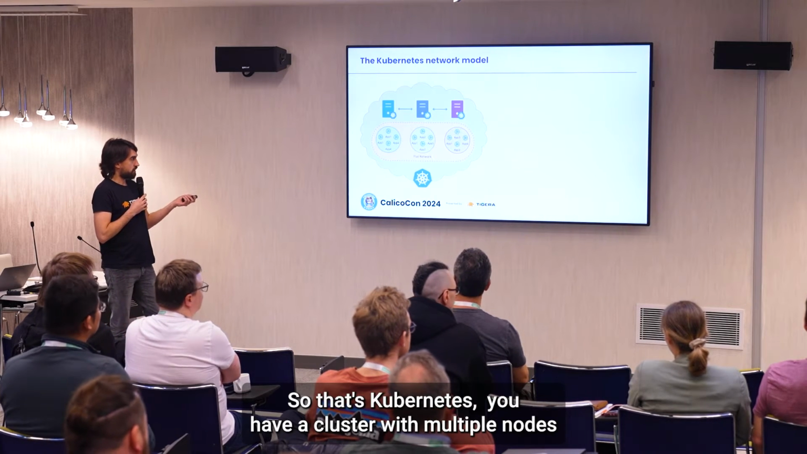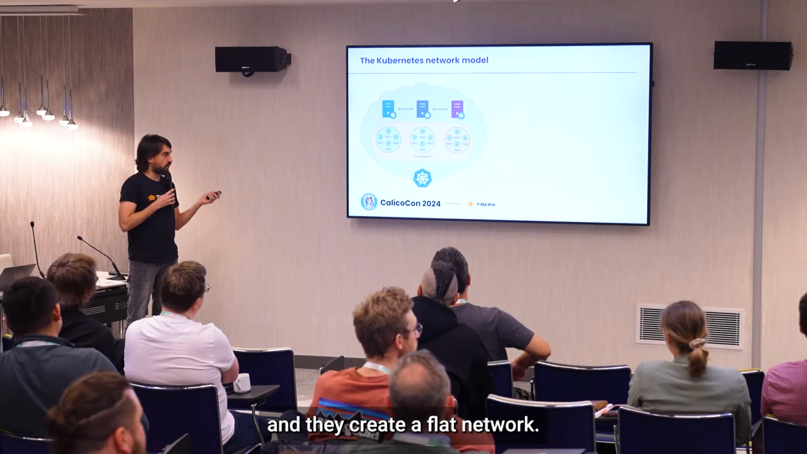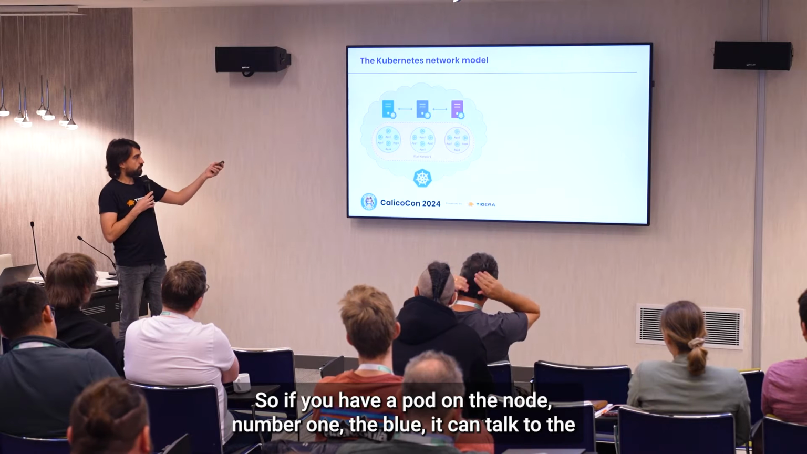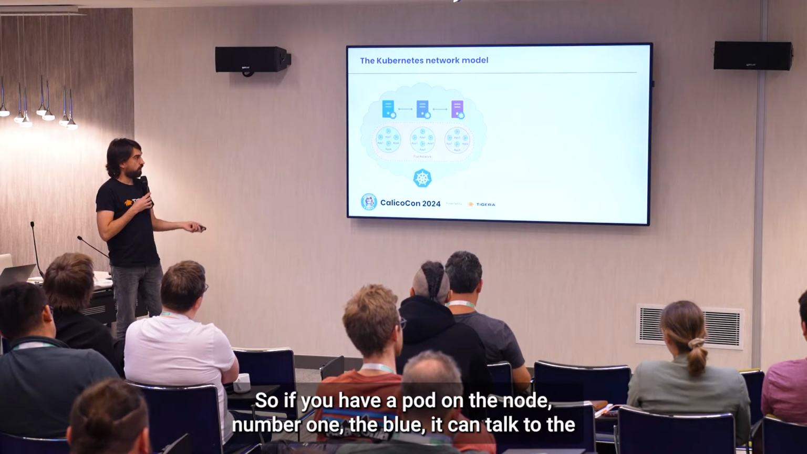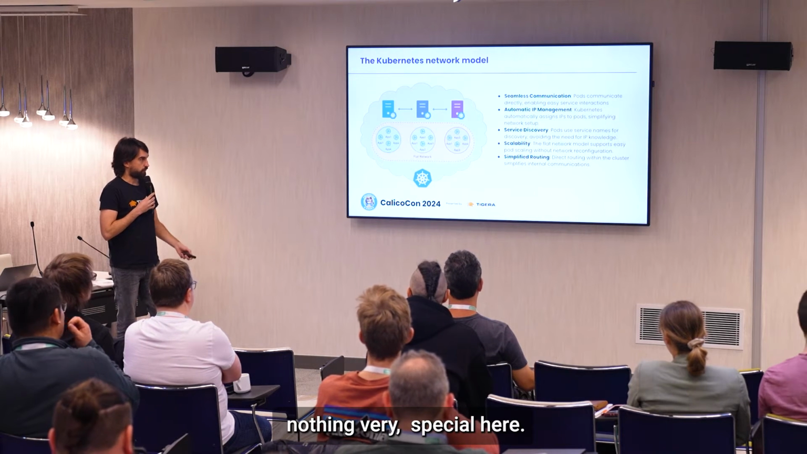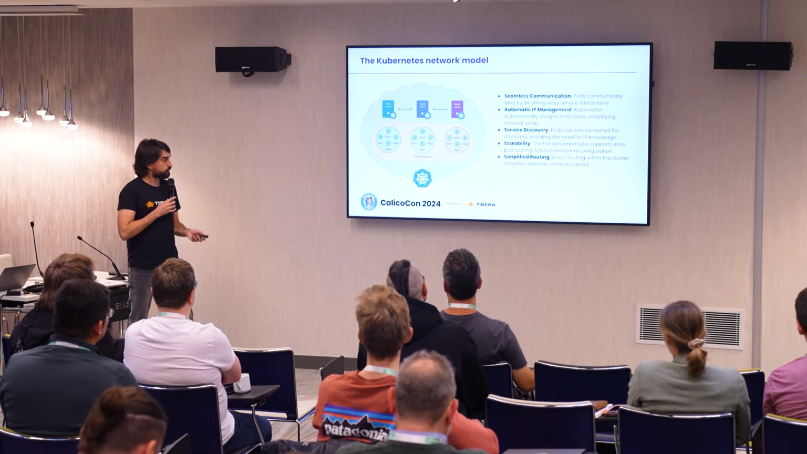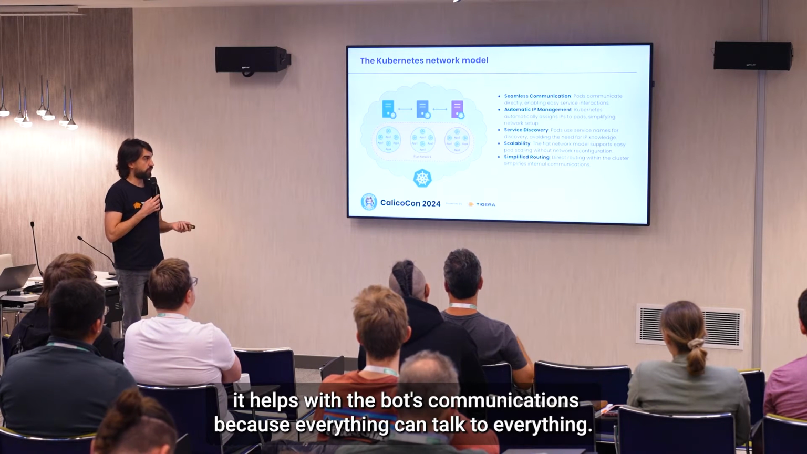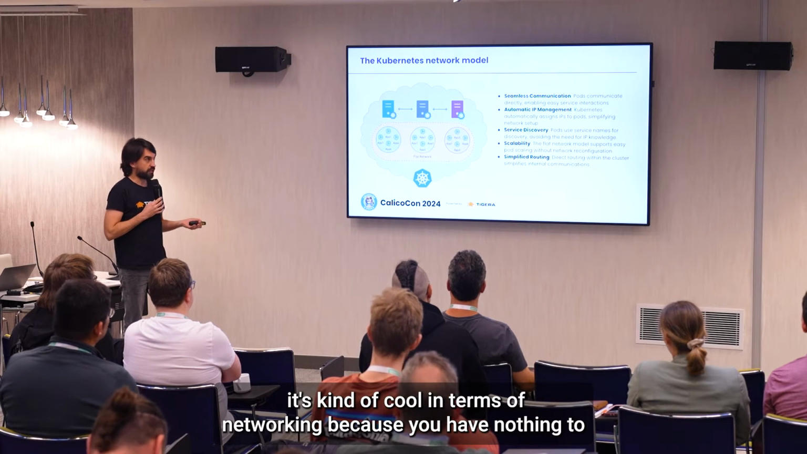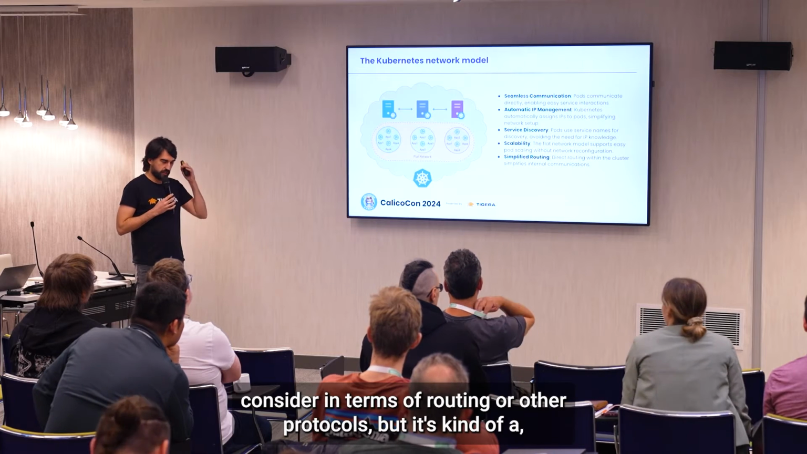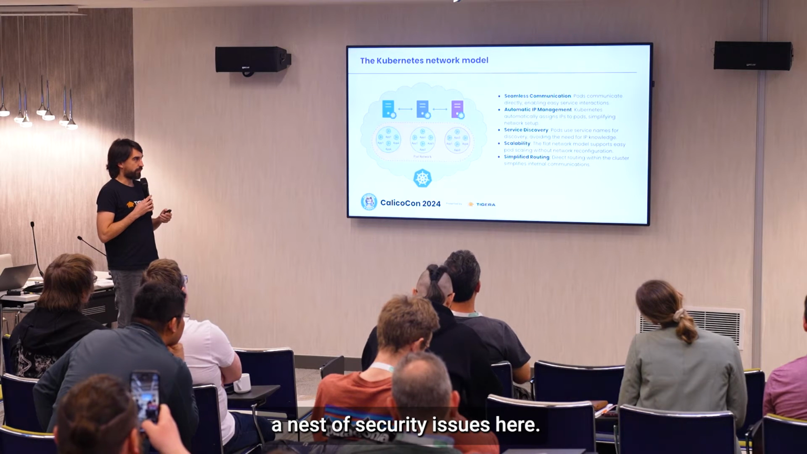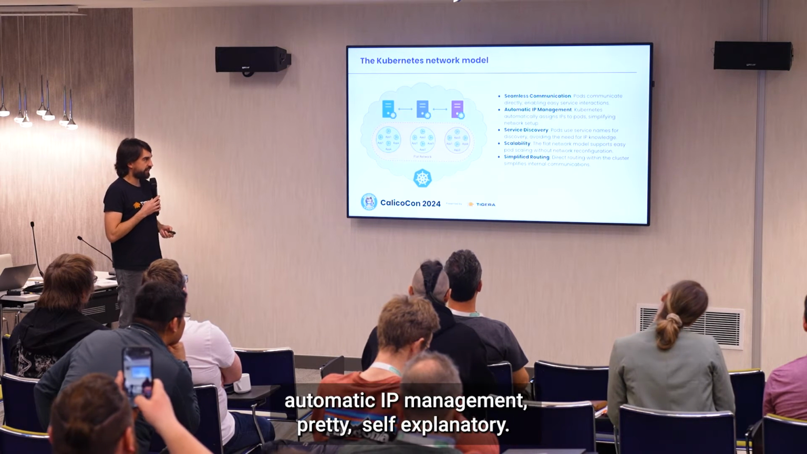So that's Kubernetes. You have a cluster with multiple nodes and they create a flat network. Everything is open between the pods. So if you have a pod on the node number 1, the blue, it can talk to the pods on the node, the purple node. Nothing very special here, everything is open. So it helps with the pods communications because everything can talk to everything. So it's kind of cool in terms of networking because you have nothing to consider in terms of routing or other protocols, but it's kind of a nest of security issues here.